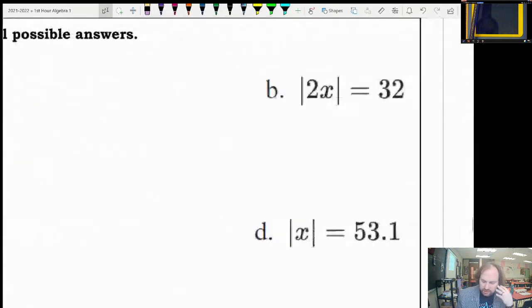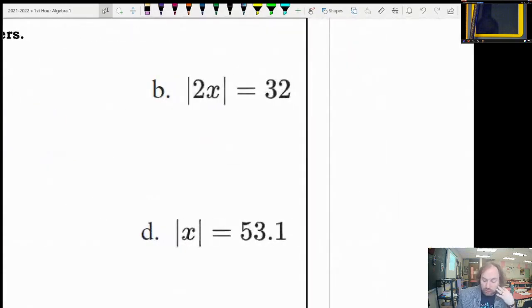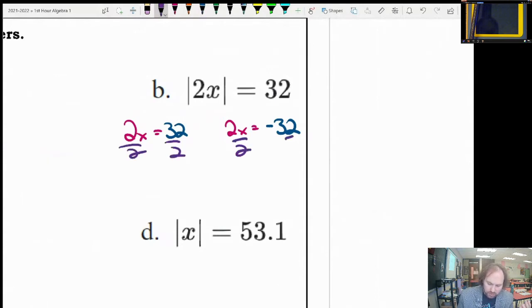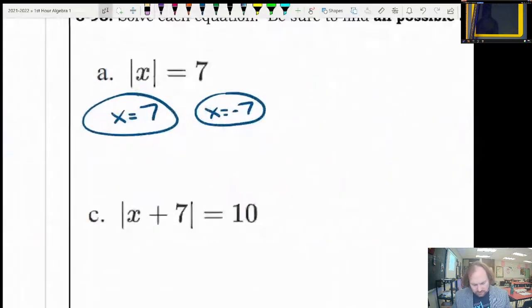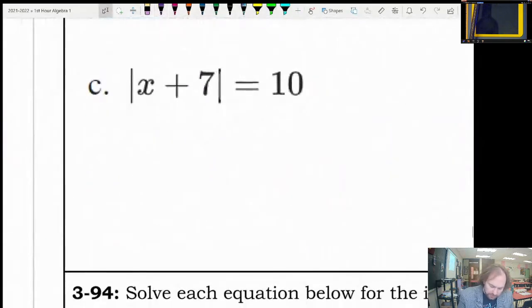Question B takes it a little bit further. Now you got the absolute value of 2x equals 32. The best way to do this is to split it up into two problems. 2x equals, 2x equals. One of these will equal 32. The other one will equal negative 32. That's the way it's done. Now you can solve both of them by dividing by 2 on both sides, and that will give you both of the solutions. x equals 16 and x equals negative 16. There you go.